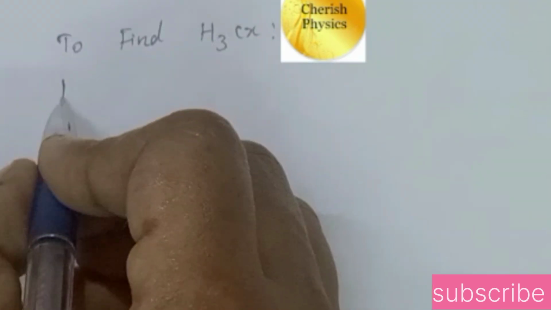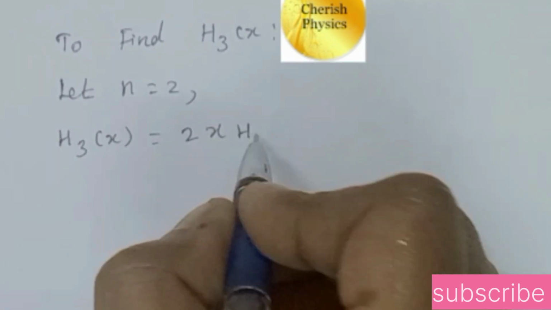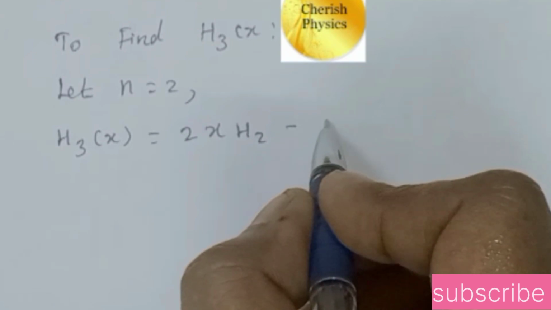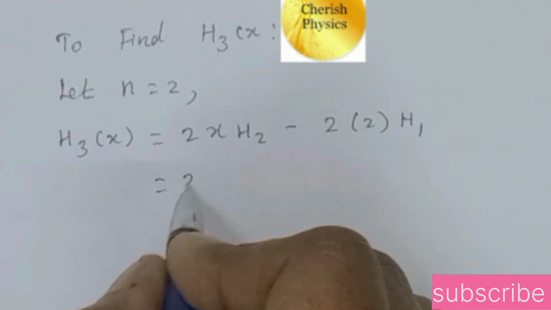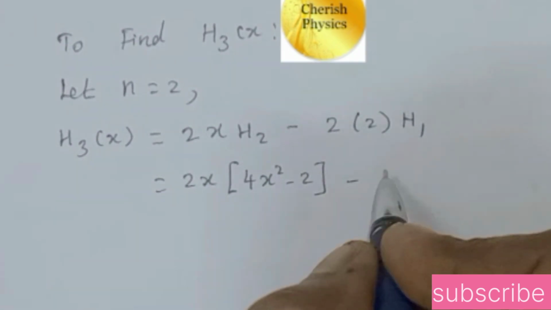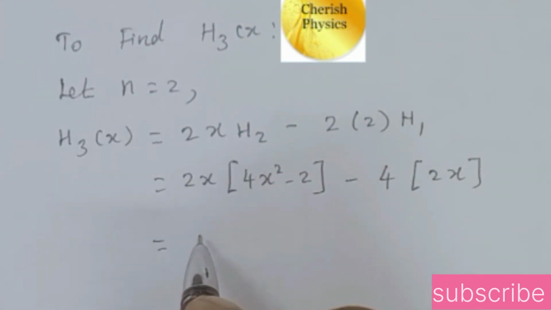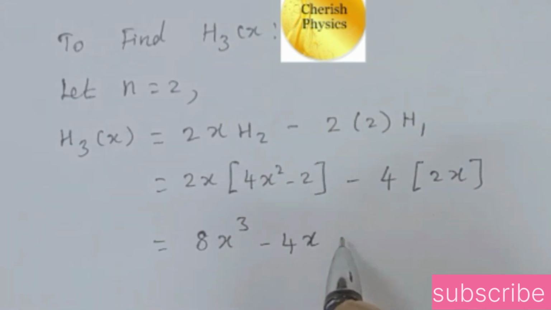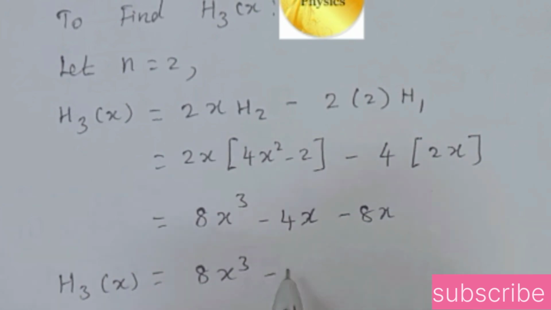Similarly, let us find H3 of x. To find H3 of x, let n equal to 2. By the use of the equation, we get H3 of x equal to 2x into H2 minus 2 into n value is 2, so 2 into 2 into H1. Substitute the value of H2, 4x squared minus 2, minus 4 into H1 value is 2x, so we get 8x cube minus 4x minus 8x. Therefore, H3 of x equal to 8x cube minus 12x.